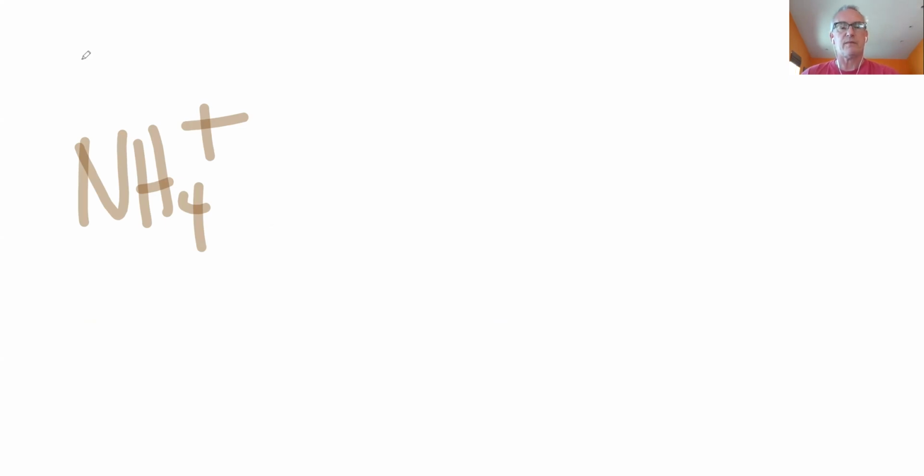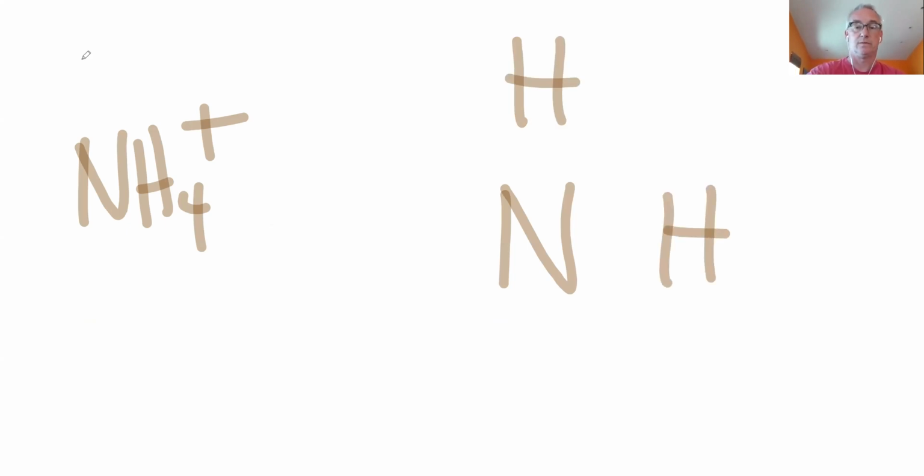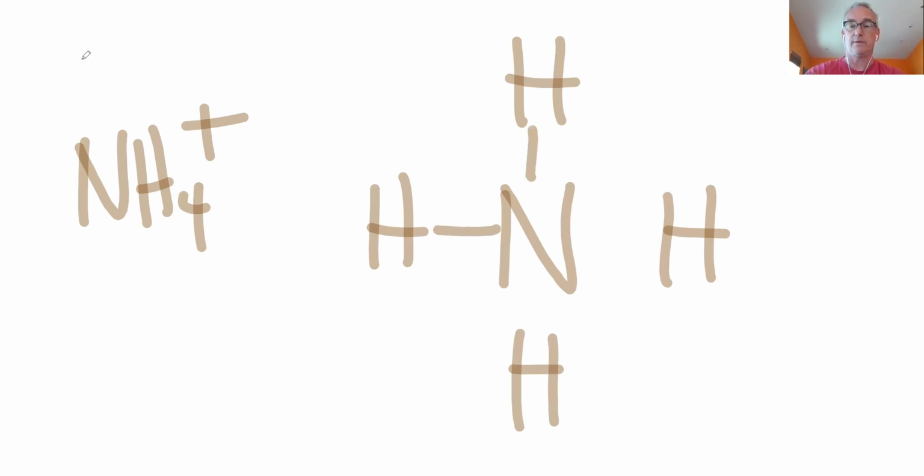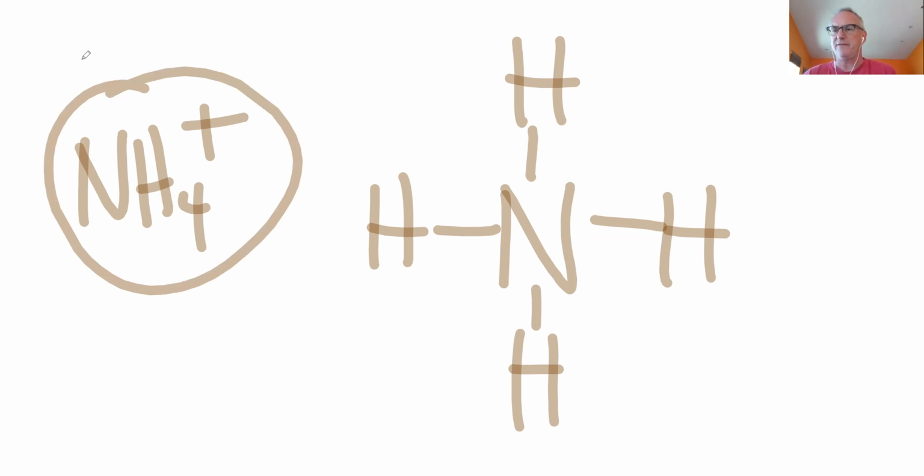So we know we're going to put nitrogen in the middle. And this time it's got 4 hydrogens. So 1, 2, 3, 4. Then we put 1, 2, 3, 4 bonds. So how many electrons are going to be in the ammonium ion total? How many valence electrons?